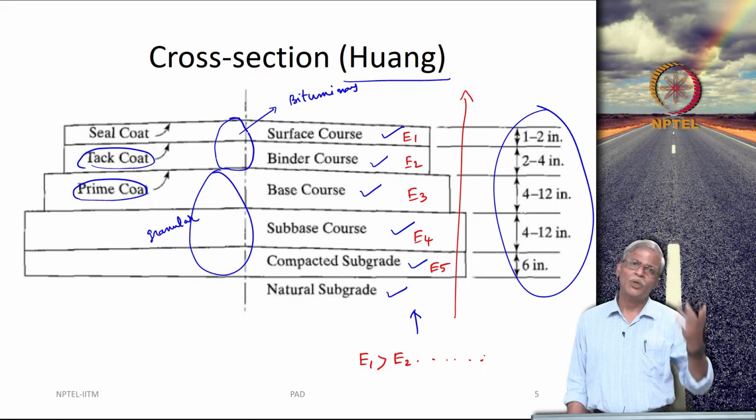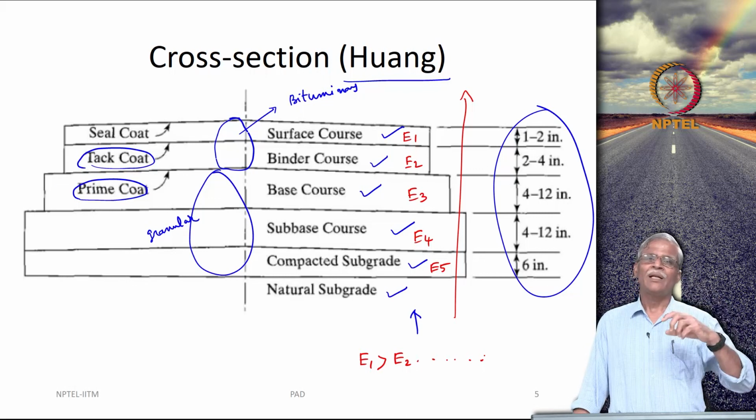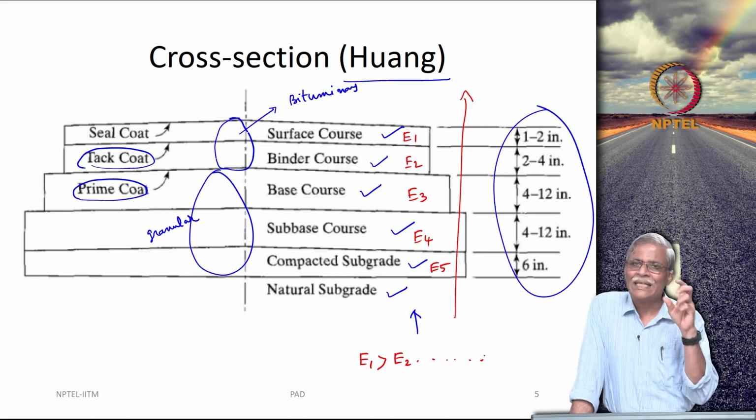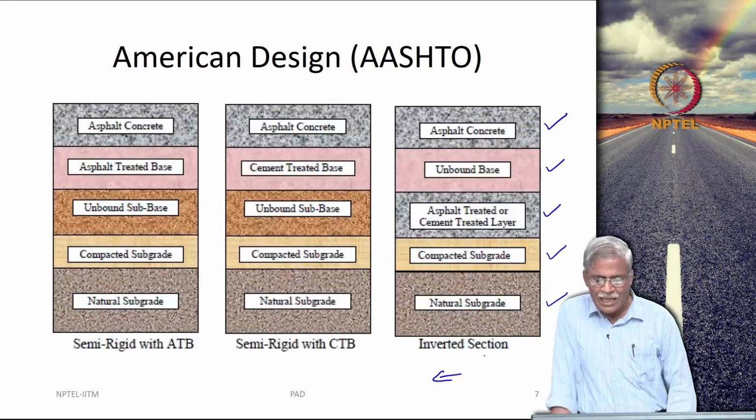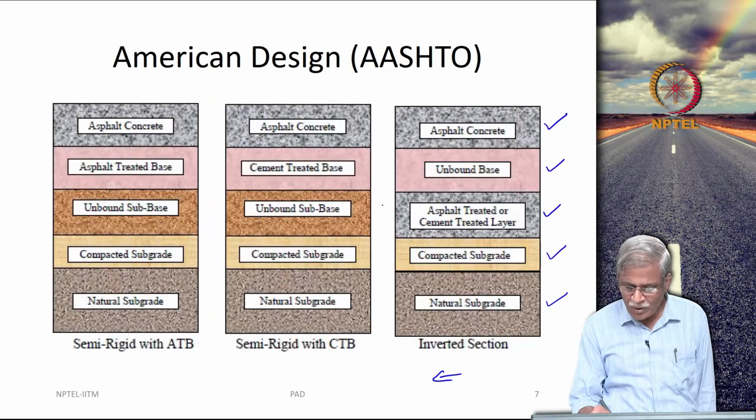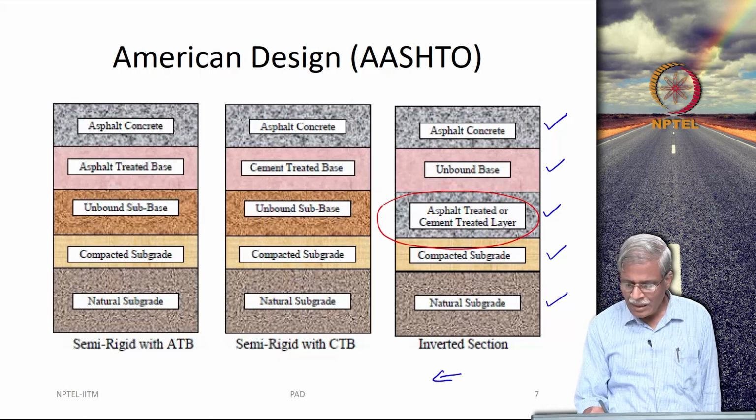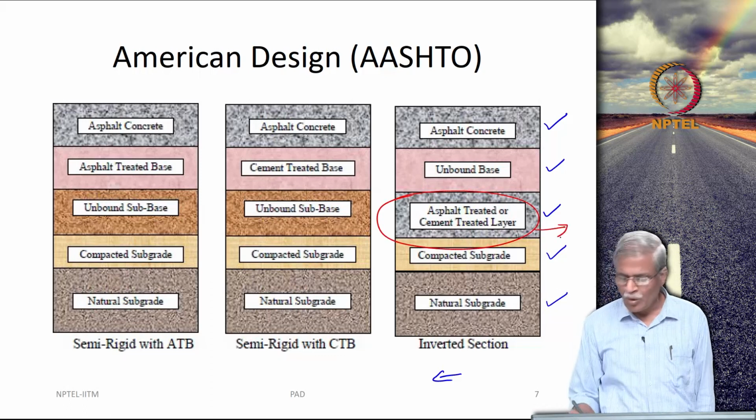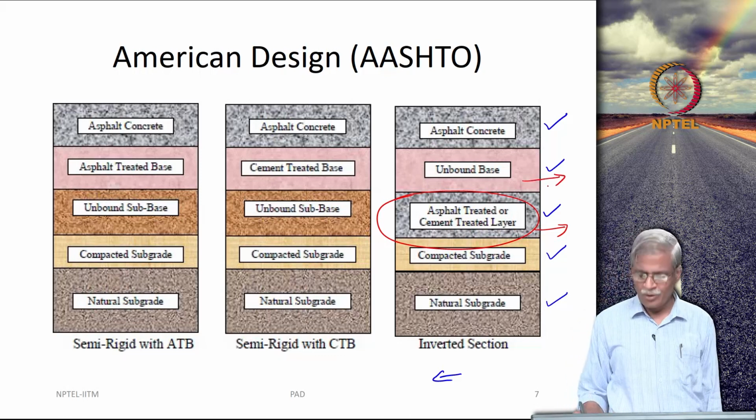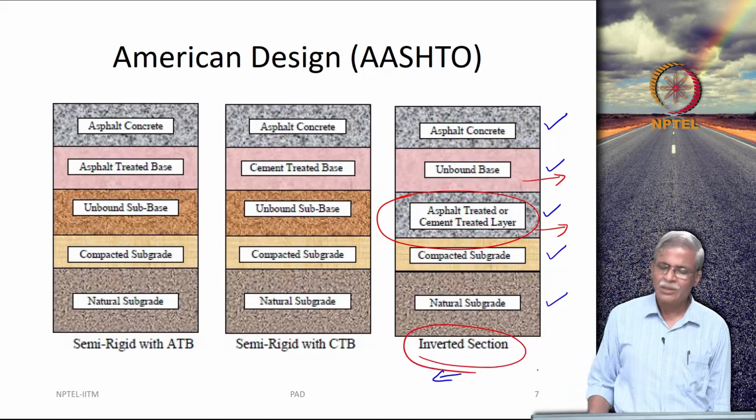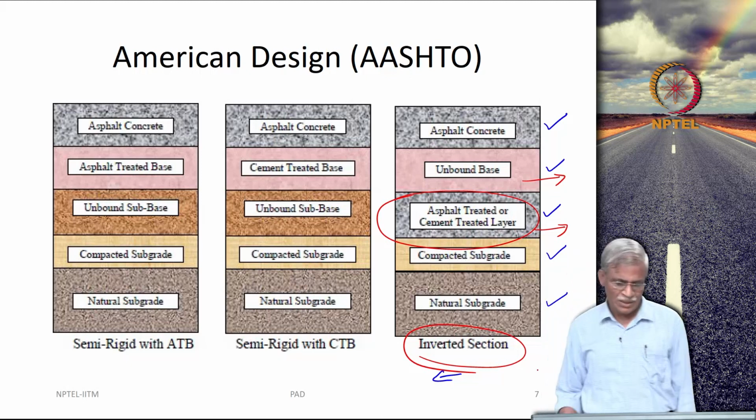So, the topmost is going to be the material having a higher modulus. Now, what exactly is the modulus? We will worry about it later. But what you see here is this particular layer can actually have a modulus value slightly higher than this unbound base, and so that is why these sections are actually called as inverted sections.